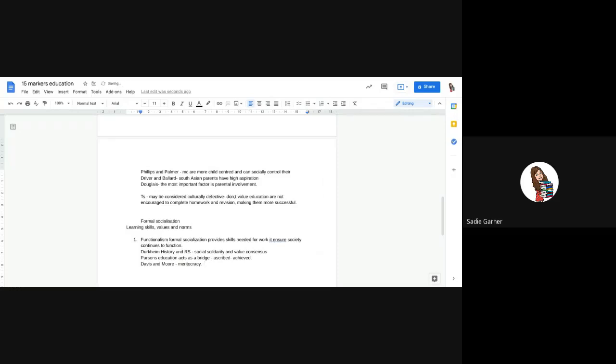Okay, this shows formal socialization is needed to ensure society functions successfully and we all learn skills needed for work.